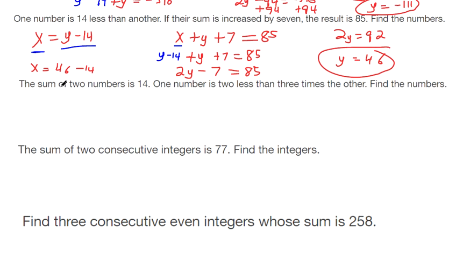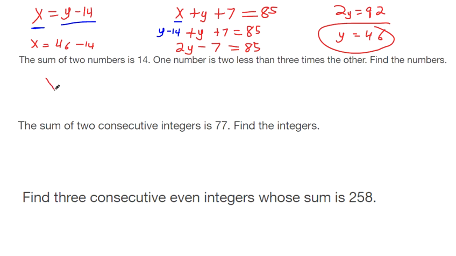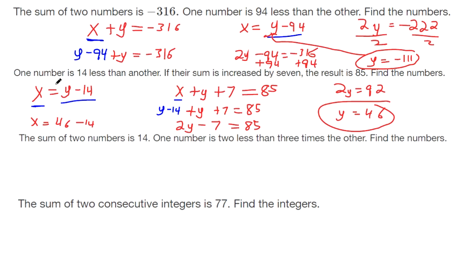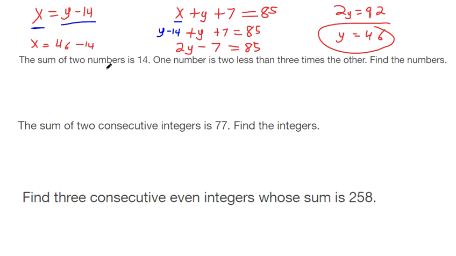Here's another similar one. Actually, that's really similar. The sum of two numbers, I guess this is a little different than the one up above, so I'll do this one. The sum of two numbers that I don't know is 14. One number is, and you could have put a y here, it doesn't matter, because right now we don't know either one of them. One number is 2 less than 3 times the other one.